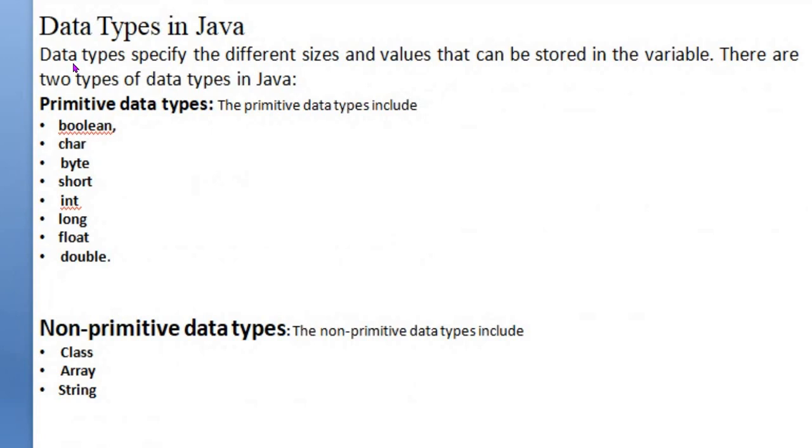Class means it is a template. Array is a collection of different data types. String is a collection of characters.